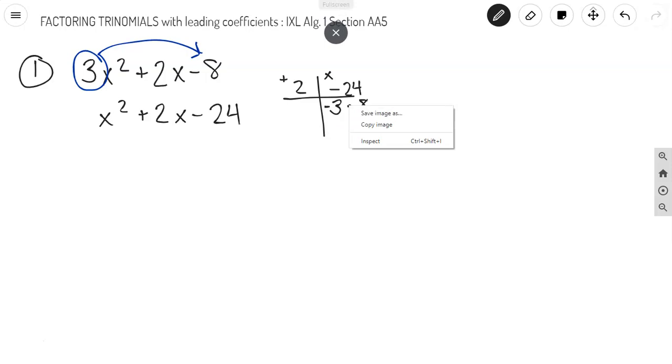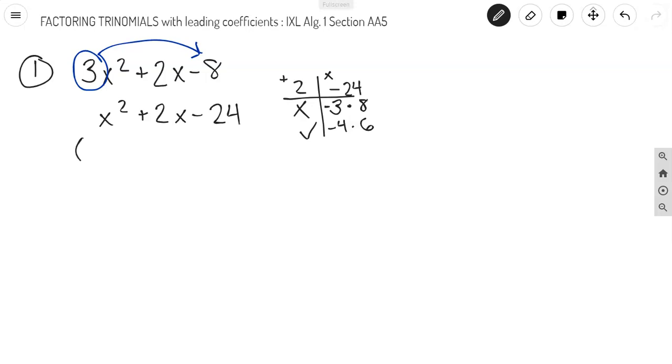So negative 3 times 8 is not 2. The numbers need to be closer. So let's think of some other numbers that are closer. 4 and 6. So let's do negative 4 times 6. Negative 4 times 6 is negative 24, and negative 4 plus 6 is a positive 2, so it works.